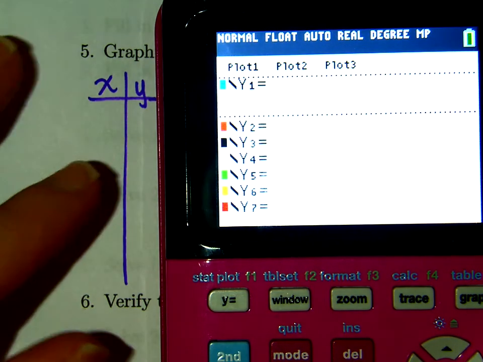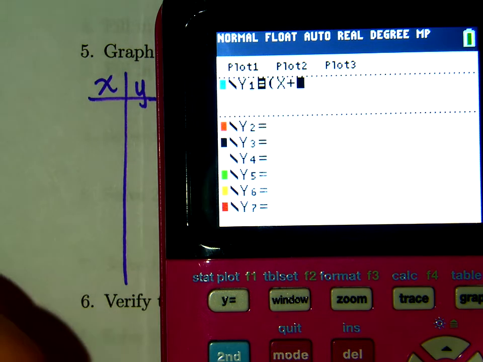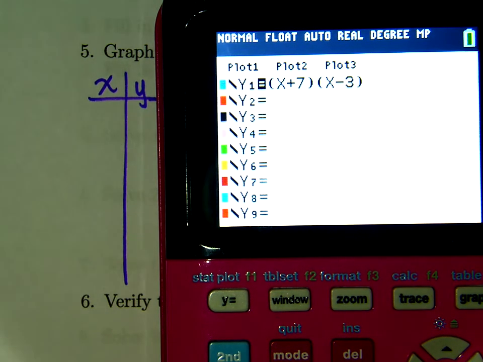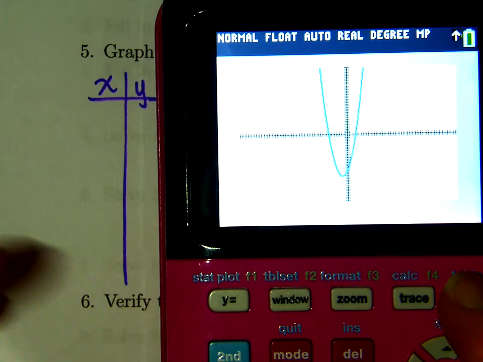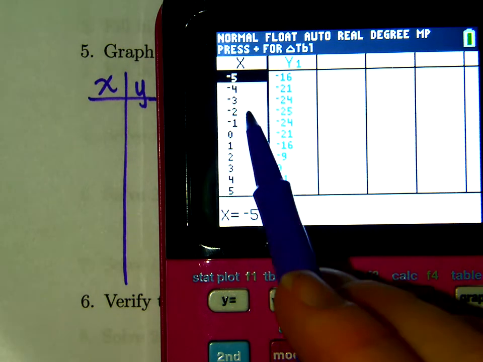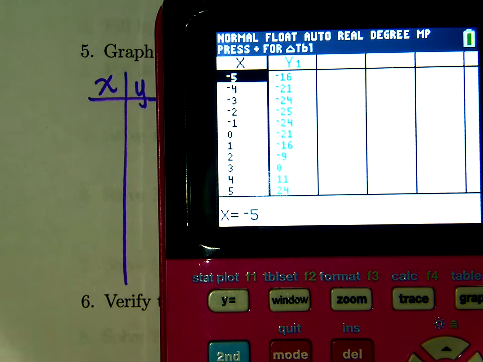Let's clear this and put in the factored form. So what was it? It was x plus 7 by x minus 3. Graph it. Hopefully we see the same thing. That's good. Go to the table. Hopefully we see the same thing. And we do. Exact same values. The vertex, there it is. There's the peak. The lowest it goes is negative 25, and then it bounces back symmetrically on either side.